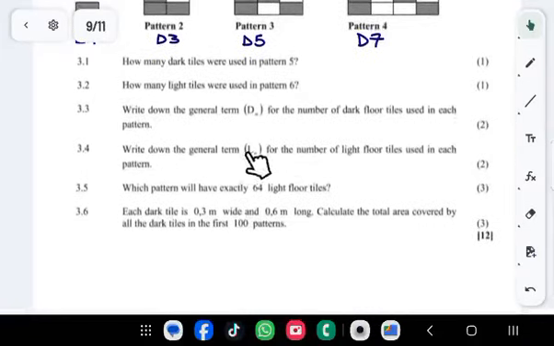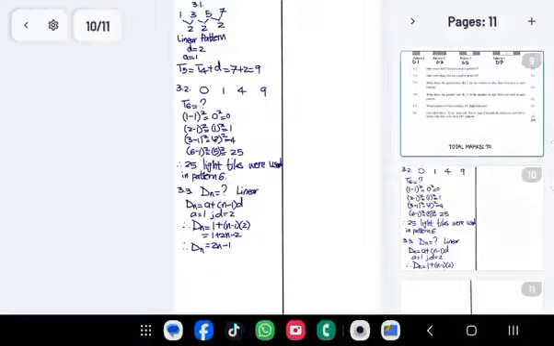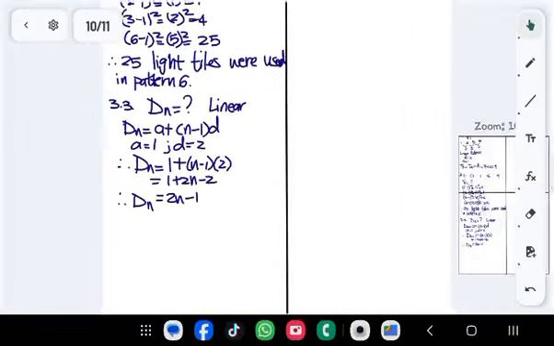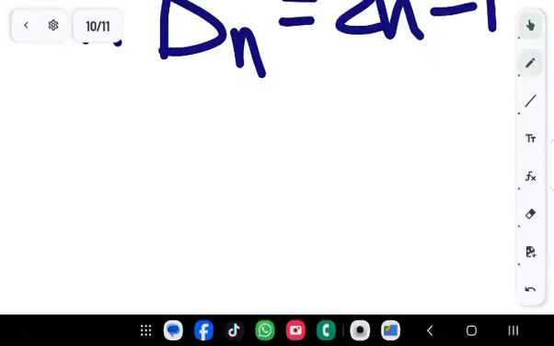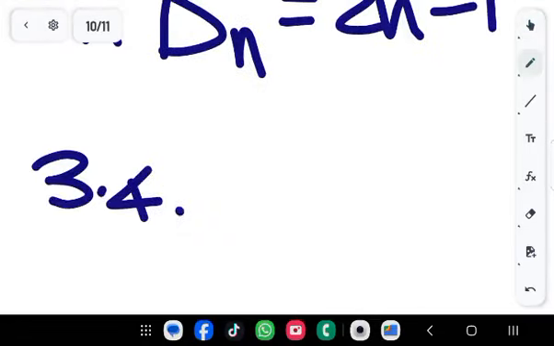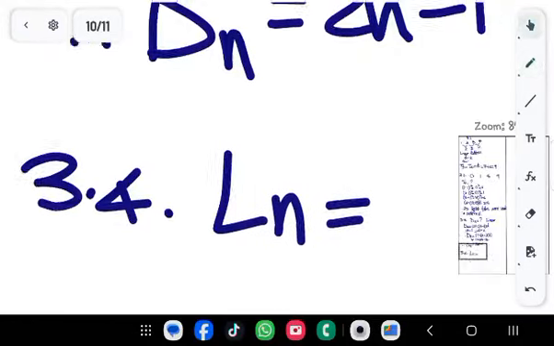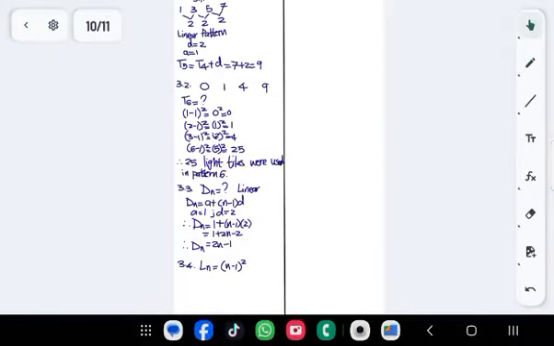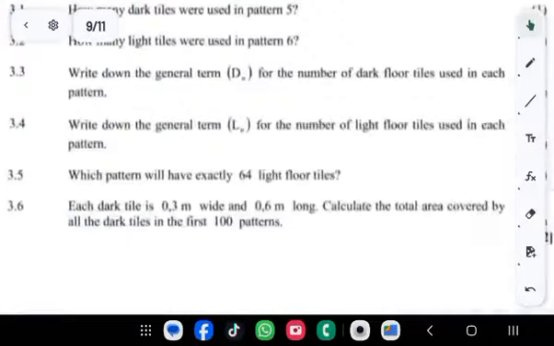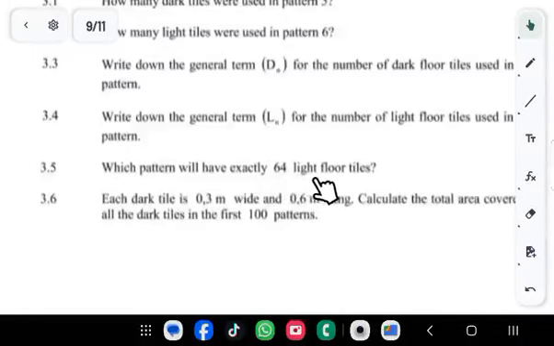3.4 says, write down the general term ln for the number of light floor tiles in each pattern. That should be easy as well. So 3.4, ln will be (n minus 1) all squared. This one is very easy.